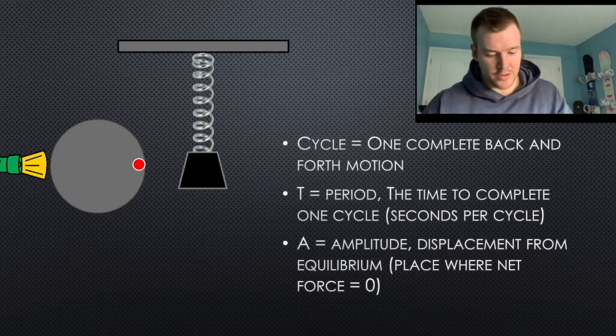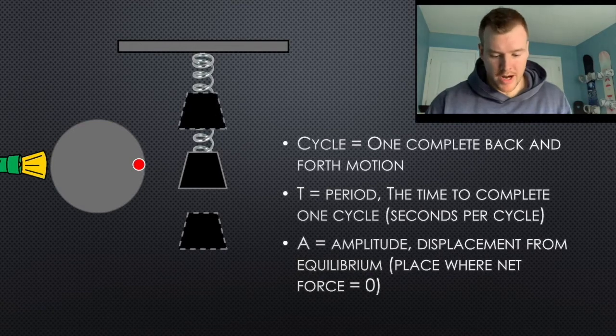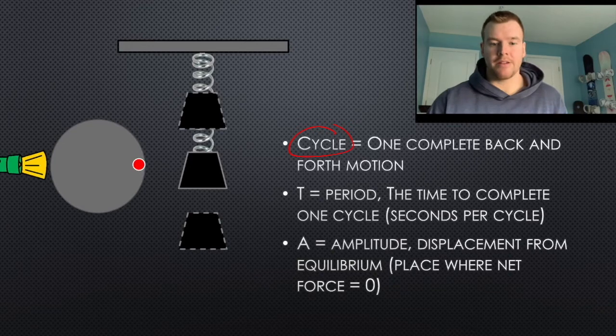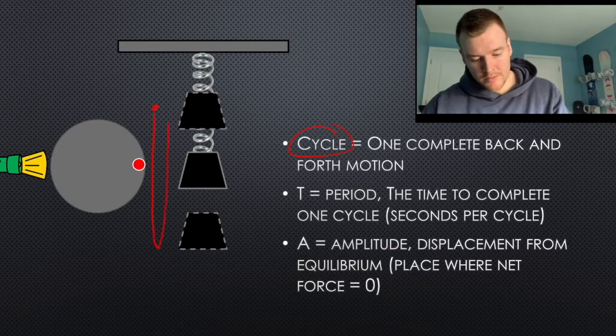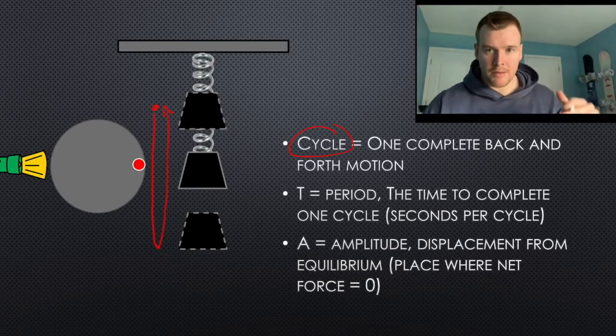So here, again, showing that marker and the spring going up and down. Let's say the spring goes down to here and then up to there. We're just going to look at some terms that describe this motion. First of all, a cycle is one complete back and forth motion. The easiest way to show this is if it starts up here, goes all the way down, comes all the way up, and that's one complete cycle. It went from the top, bottom, back to the top, through the whole motion.